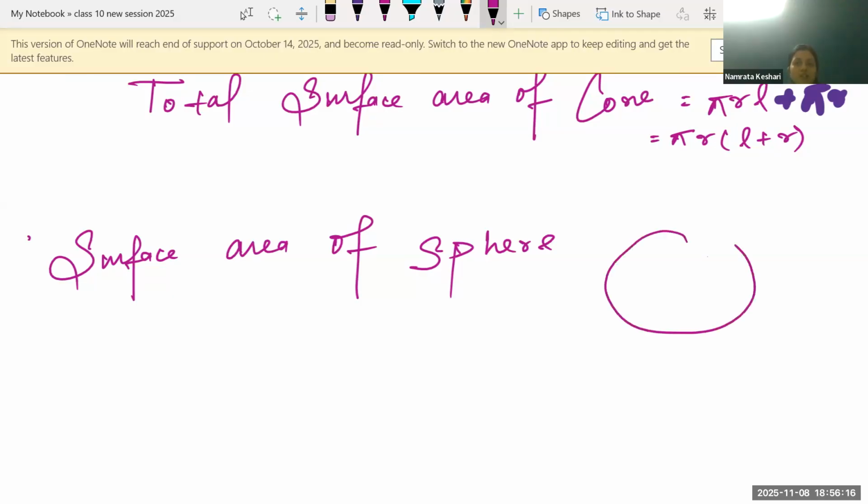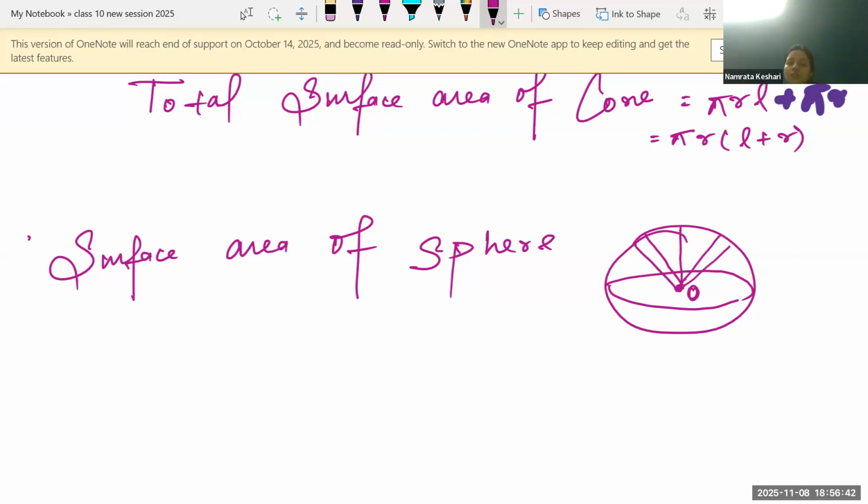Suppose we have a football like this. Exactly in the middle inside the football there is a point hanging in the air, and that point's distance from each point of the football will always remain the same. That point is called the center of the sphere.